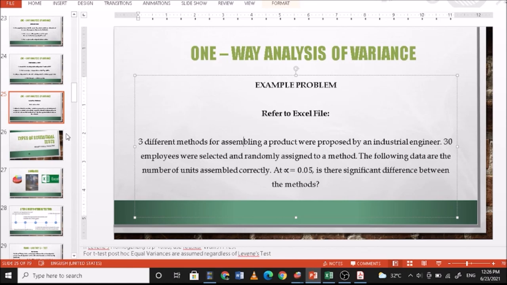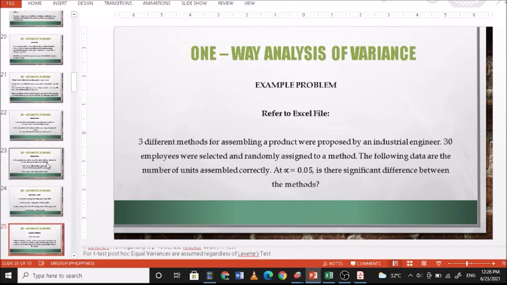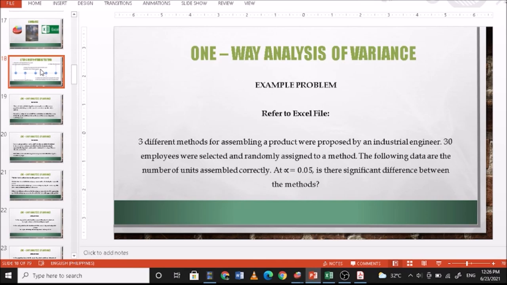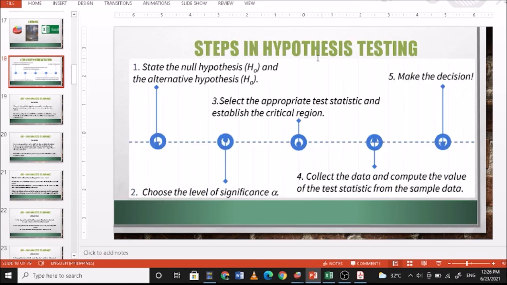Your level of significance is 0.05. The test statistic that we use is analysis of variance, or one-way ANOVA with post hoc. Select your post hoc as appropriate. Then the critical region: if you're going to use the F test, the computed F value should be greater than your critical value. But if you're going to use the p-value, the p-value should be less than 0.05.